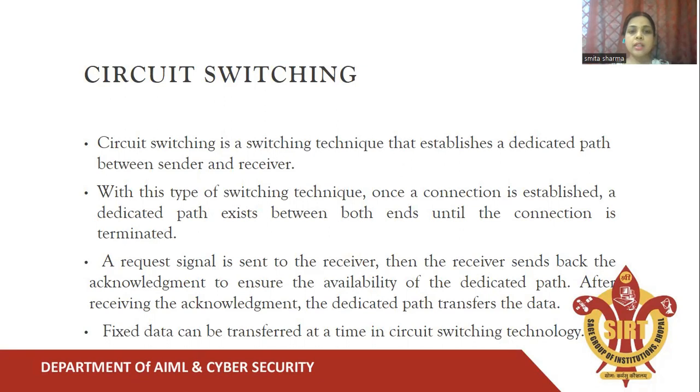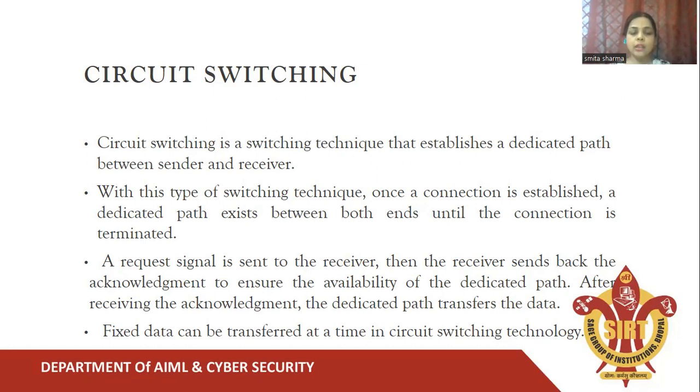So, what is circuit switching? The main aim of circuit switching is to establish a dedicated path between the sender and the receiver. What is the meaning of dedicated path here? Dedicated path means once a path is established for communication for particular data, it cannot be used to transfer any other data. Once the connection is established between the sender and the receiver, until the entire data is transmitted, that connection will not be terminated, and it also cannot be shared.